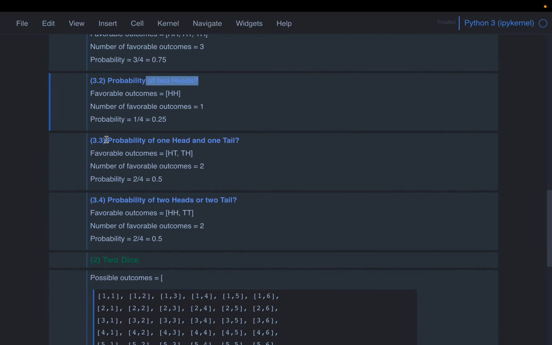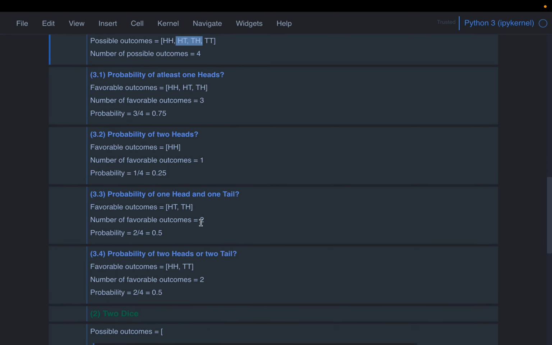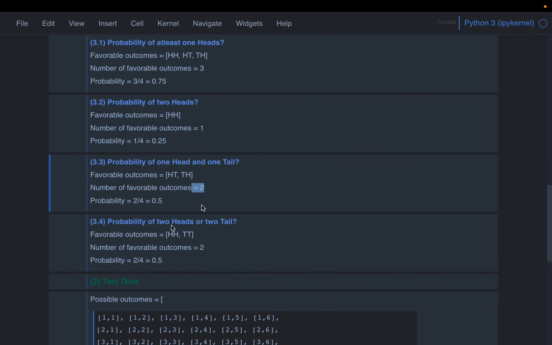Now we are asking the probability of one head as well as one tail. So we want both a head and a tail. Okay, so again, going back here, this is not favorable, this is not favorable. So only we have these 2 as favorable, heads and tails and tails and heads, right? Again, the probability is 2 over 4, that's 50%, right?